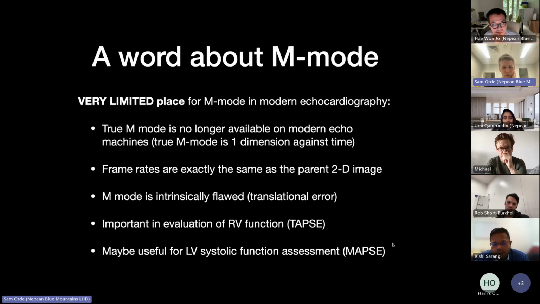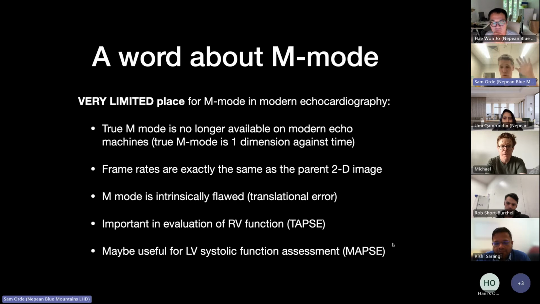Does anyone know why it's really good for RV systolic function? Michael, tell me, or Rishi. I think it's the longitudinal contraction. Yeah, nice, excellent. Because we measure it from the apex down to the annulus. With the RV in particular, you've got a preponderance of longitudinal muscle fibers. 85% of them or something are in that longitudinal pattern, which means that we use it as a way of estimating systolic function.